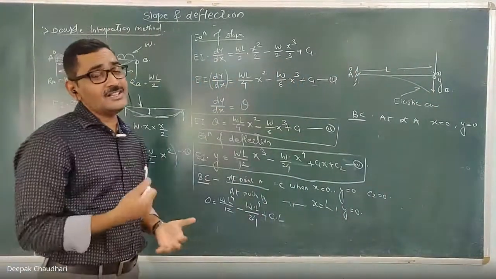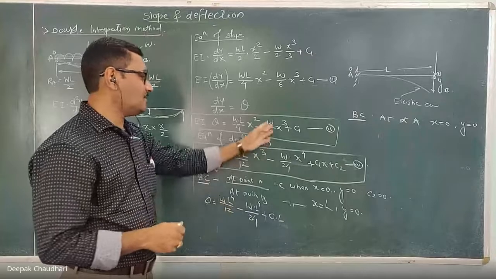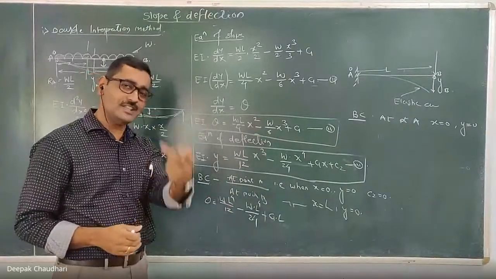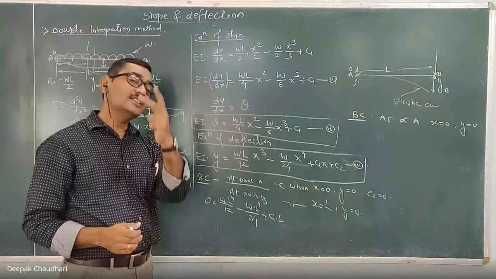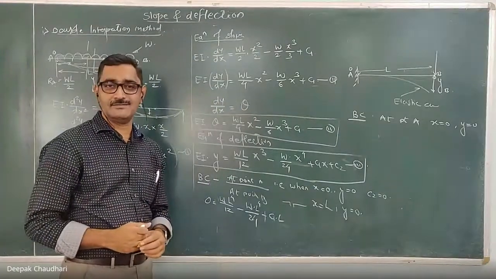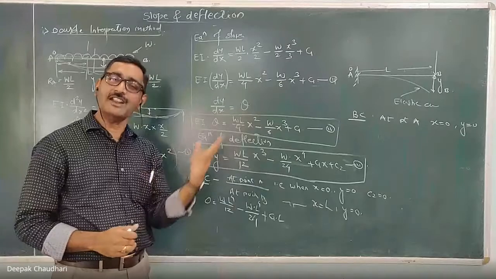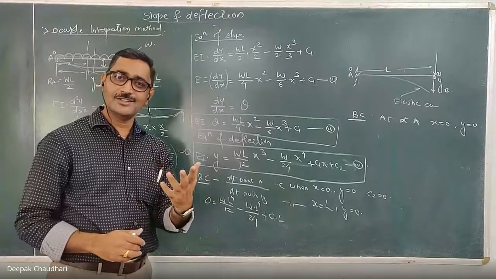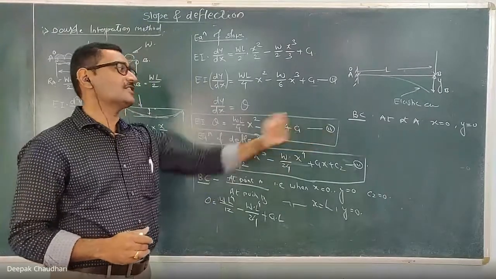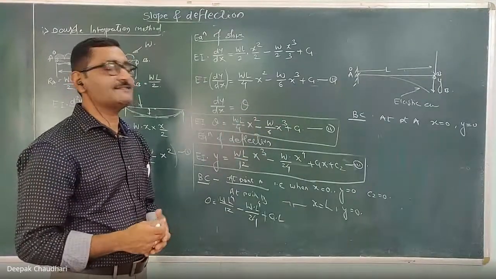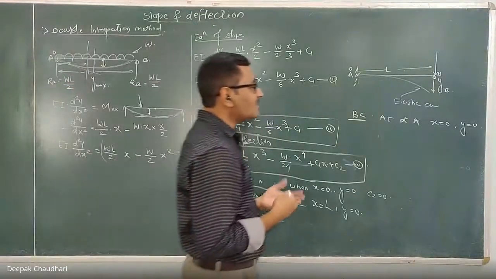Then which other boundary condition can we use here? Because by integrating twice we get two equations, one for slope and one for deflection, there will be two constants of integration. To get those two constants of integration, at least two equations are required, and we have the two equations, but we need the two boundary conditions. One boundary condition I have written: when x equal to 0, y equal to 0. So which is the other boundary condition?